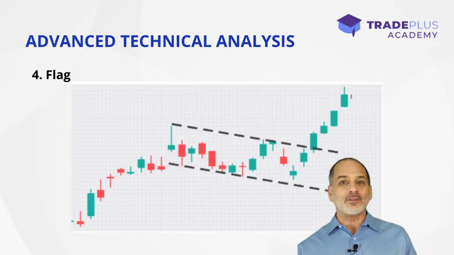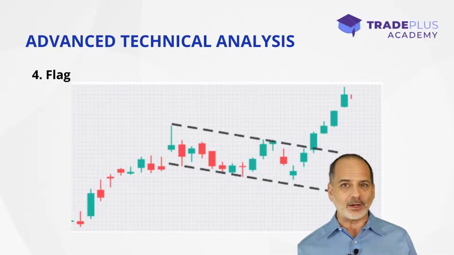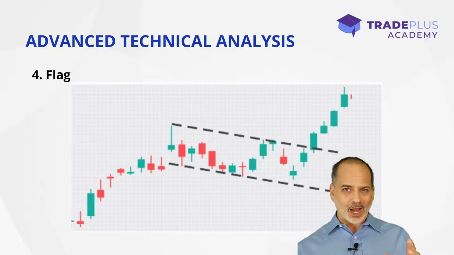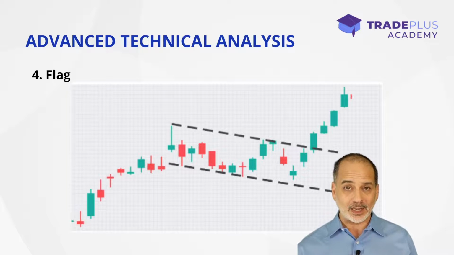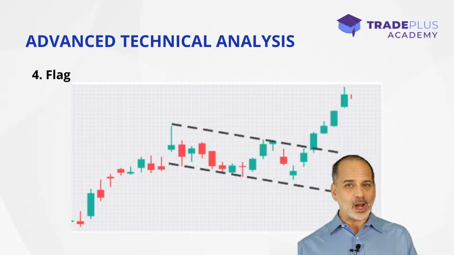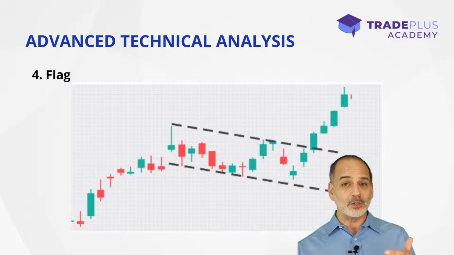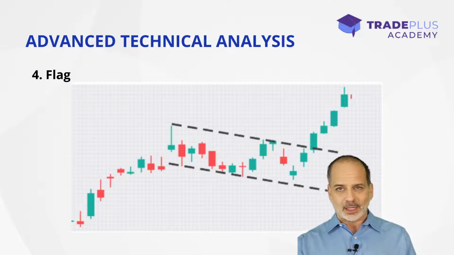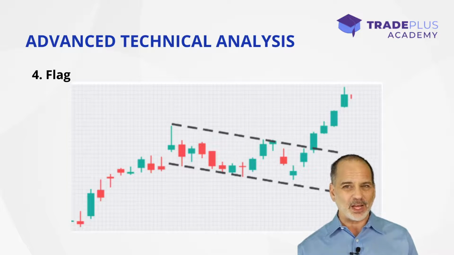Okay, let's talk about the flag pattern. The flag pattern, just like a normal flag, consists of a pole and a flag. The flag is basically a rectangle with two parallel trend lines. A bullish flag pattern begins when the price of the security rises to a certain high point, then to a low point, and it consolidates around that point at differing rates of highs and lows between two parallel lines.